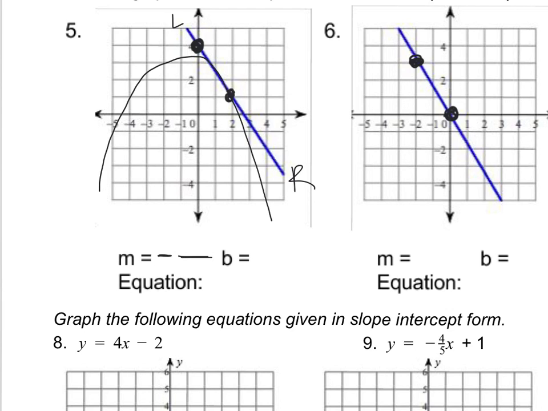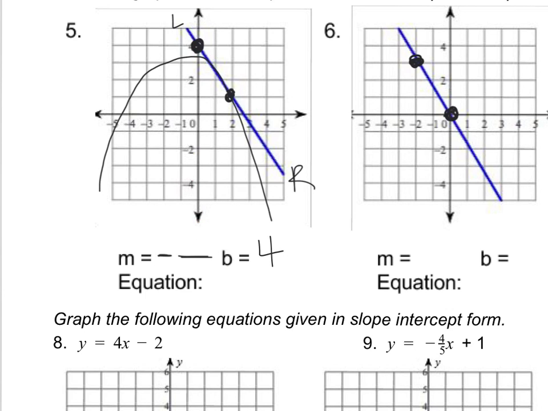Hold on to that thought just for a moment. Let's go back then and figure out our b. Remember, b is where your line crosses the y-intercept. It crosses it right here. This is our origin. We are going up 4, so our y-intercept is 4.